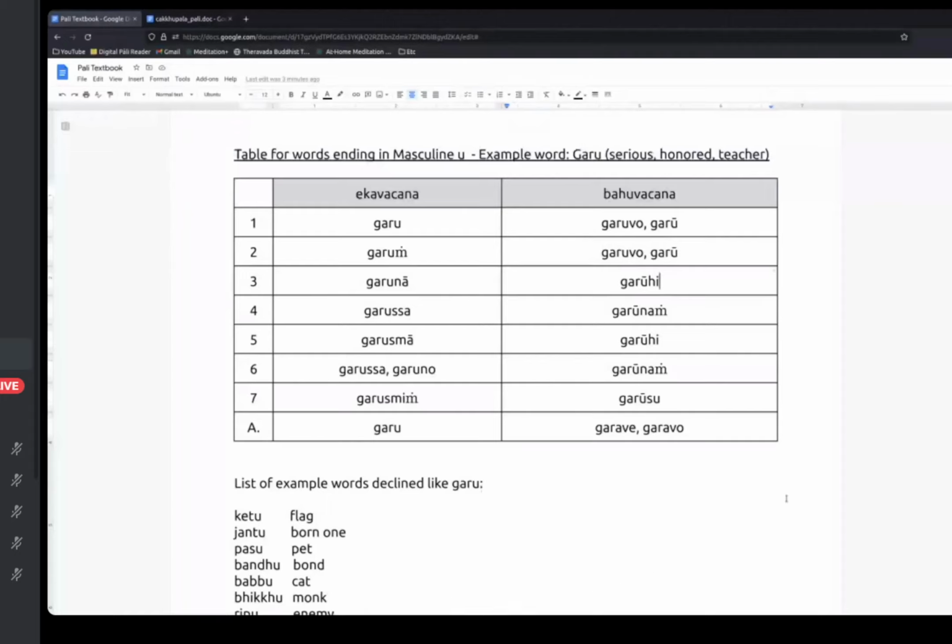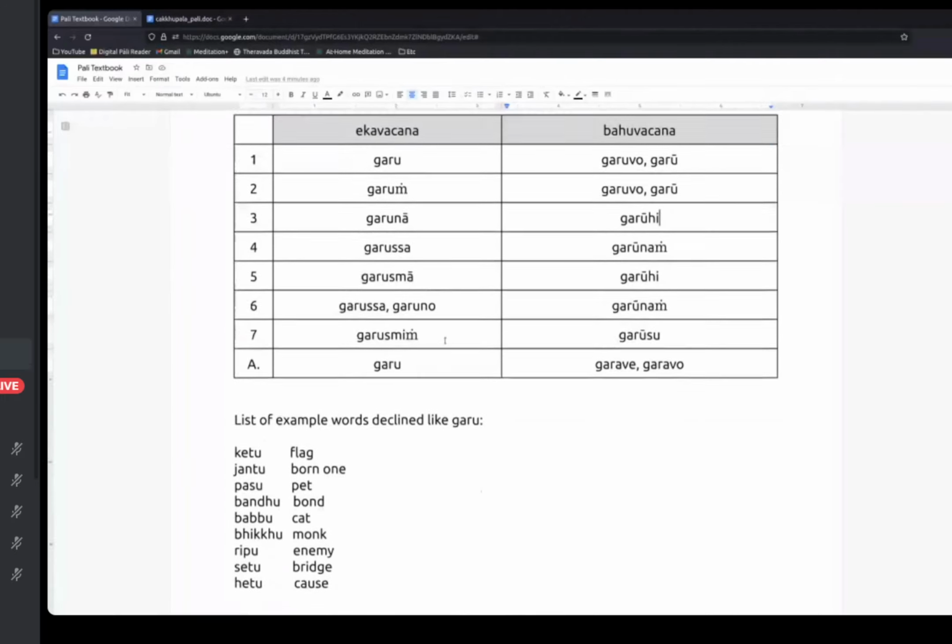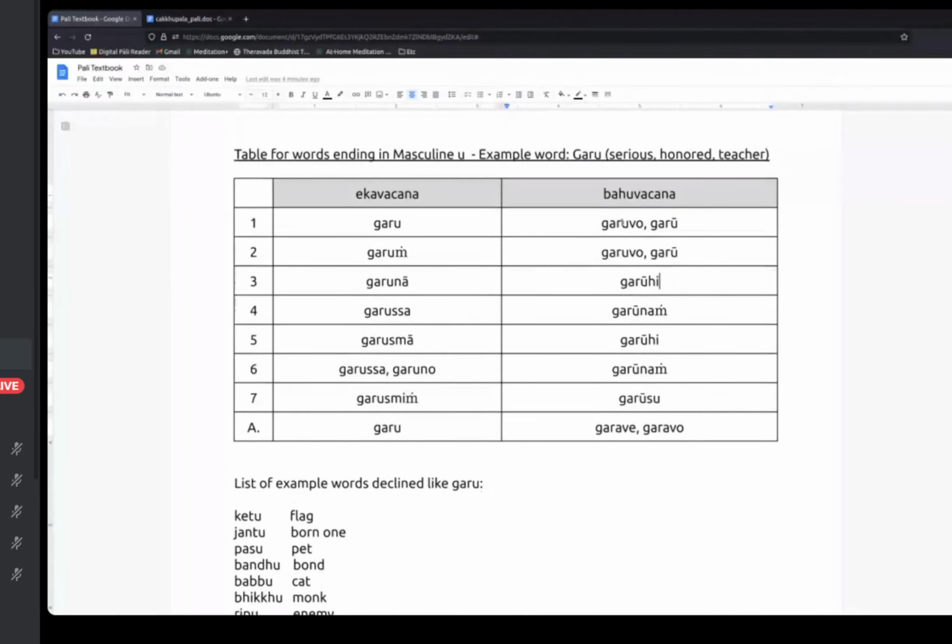Was it the word garu last week? Yes, garu. Okay. Bhikkhu follows this one. Bhikkhu is another common one. Bhikkha, except bhikkhu is actually different. Bhikkhu is an exception here.